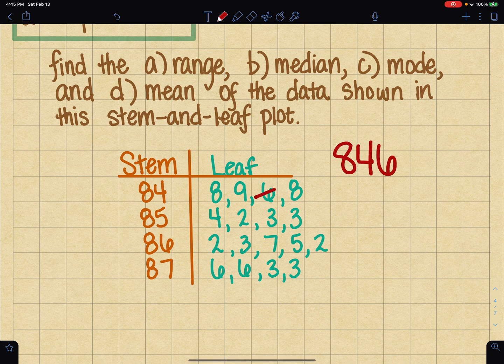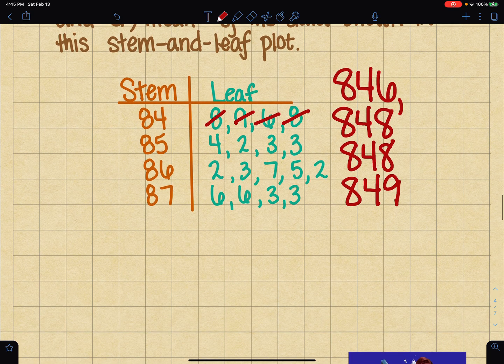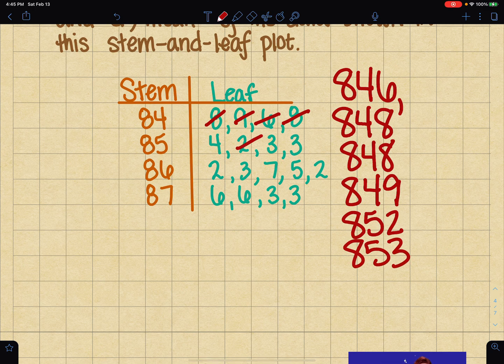Okay, so what they did is they actually wrote it all out in order like this. 846. 848. Another 848. 849. Oh man, this is going to be long, huh? 852. 853. I don't think you need to watch me do this.